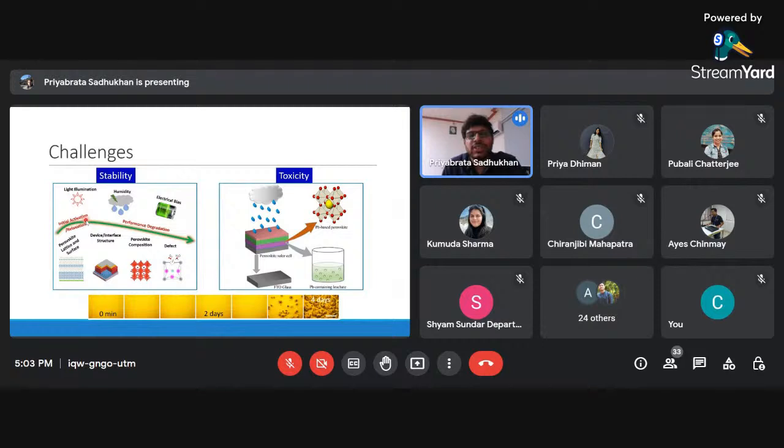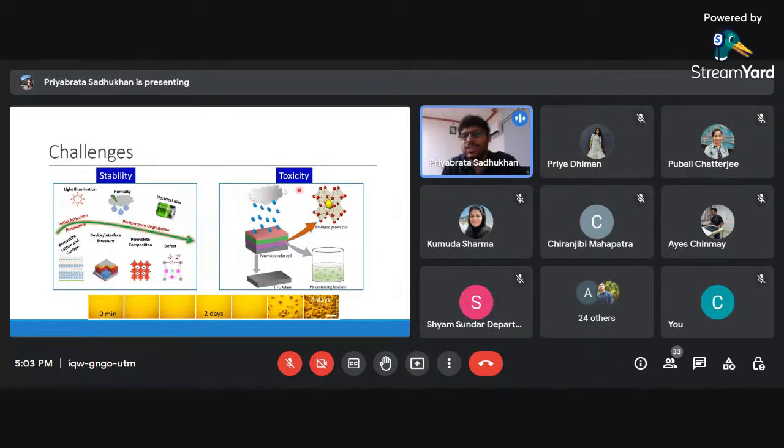But people are working on this, and so far the maximum stability that we have got with perovskite solar cells is about 1,000 hours. So it is increasing day by day. So maybe in a few years we will see them ready for commercialization.